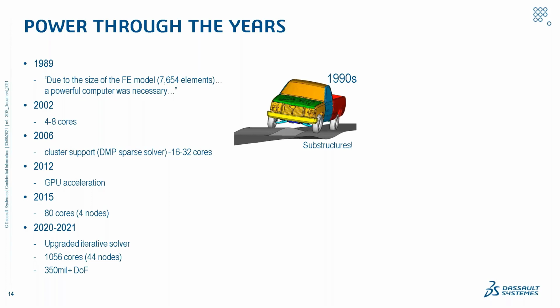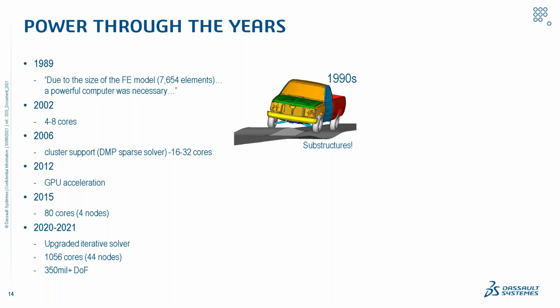In 2020 and 2021, we've been putting a lot of effort into upgrading our iterative solver for our very large models, tens of millions plus elements. We are running on 1,000 cores. We're running on, say, instead of 4 nodes in a cluster, we're running on 44 nodes of a cluster. And I've seen analyses that run on over 350 million degrees of freedom. 350 million is a little bit more than 7,000, if anybody knows their math, and I hope you do.